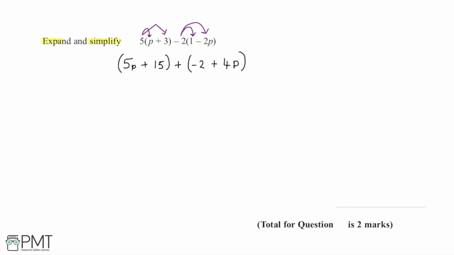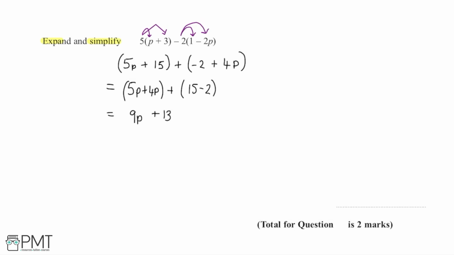So then I can add these two brackets together, collect the p's together and collect the numerical values together. So for the p's, we have 5p plus 4p. And to that we need to add on 15 minus 2. So it leaves us with 9p plus 13.